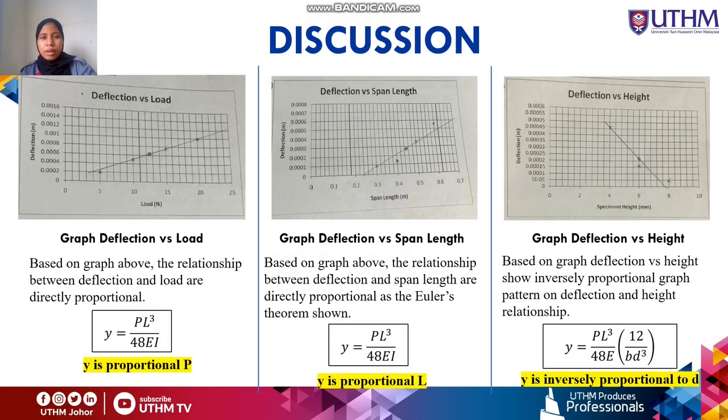Assalamualaikum. So today I'm going to talk about the discussion of bending of beam for my group. We got three different graphs: first, graph deflection versus load, graph deflection versus span length, and graph deflection versus height. The first graph shows that y is proportional to P, and the second graph shows the same pattern, y is proportional to L. The last graph, deflection versus height, shows an inversely proportional pattern, because based on the equation after we derive it, we got y is inversely proportional to d.